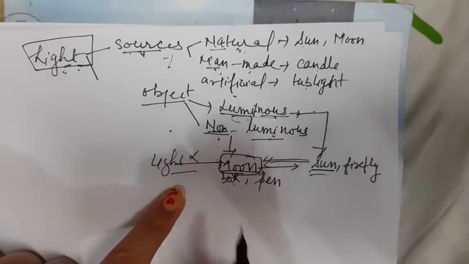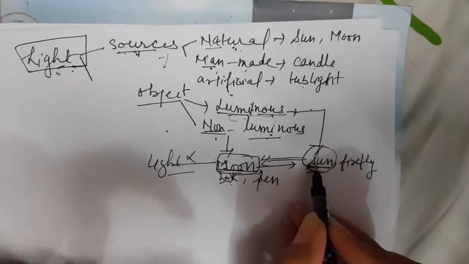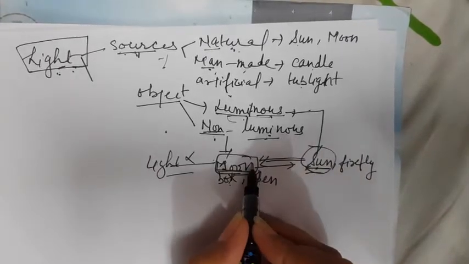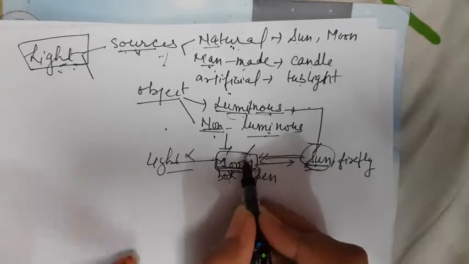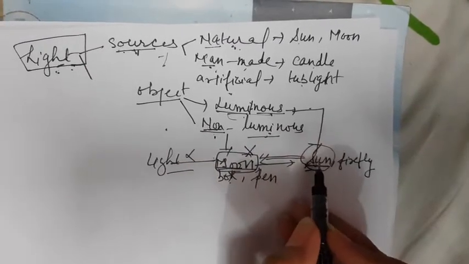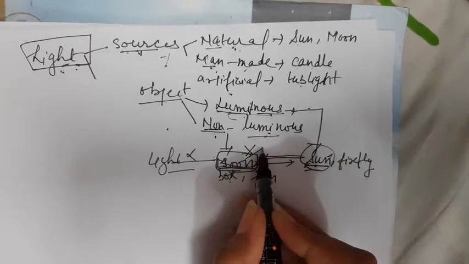We are unable to see the moon during the daytime because the rays of the sun are large in number compared to the moon's. So we are unable to see the moon during the daytime. During the night, as there is no sun, we are able to see the moon.